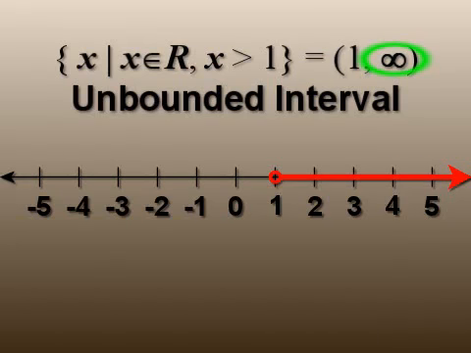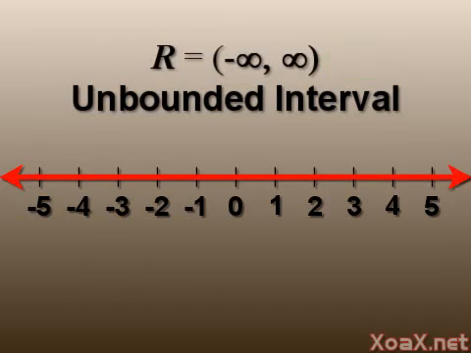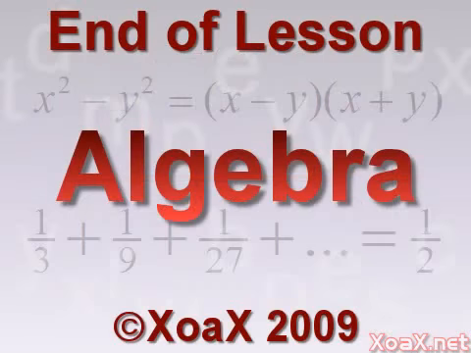In interval notation, we use an infinity symbol to show that the interval is unbounded above. Just as we have intervals that are unbounded above, we can have intervals that are unbounded below. For these intervals, we use negative infinity to indicate that the interval is unbounded below. We can even write an interval that is unbounded on both sides, like this. This interval is the entire set of real numbers. This concludes the lesson.